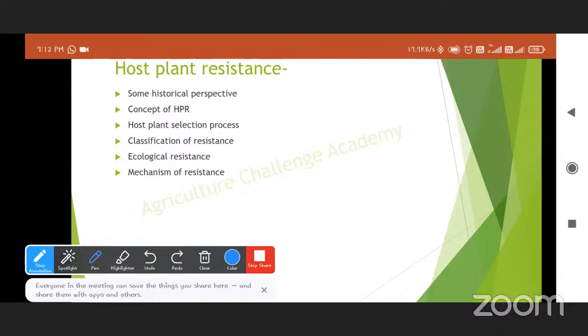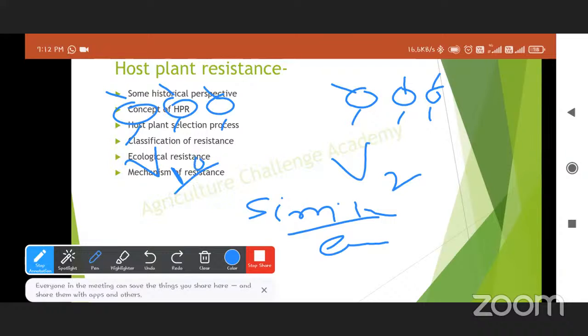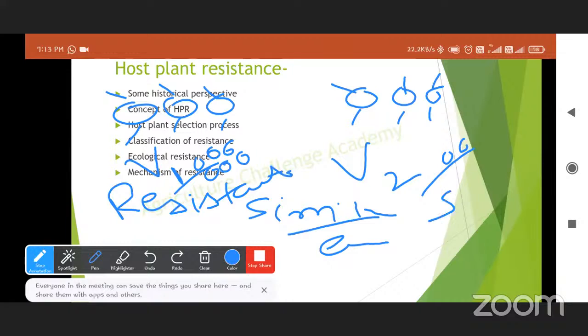Therefore, scientists refined this definition somewhat more. They said that if two varieties, V1 and V2, have the same level of insect infestation and are under similar environmental conditions, then the variety which produces more grain will be considered the resistant variety, and the variety which yields less grain will be considered susceptible. I think it would have been clear.